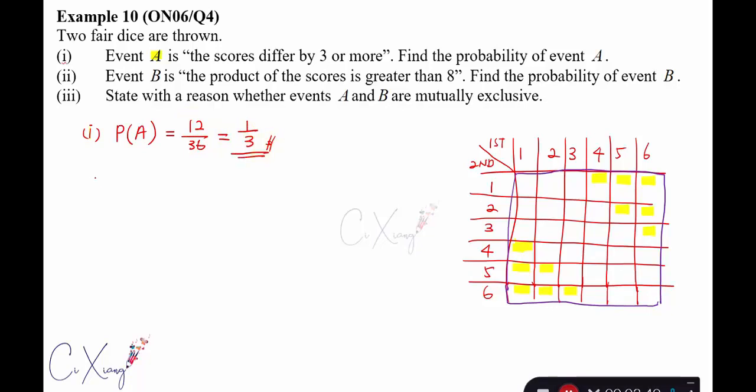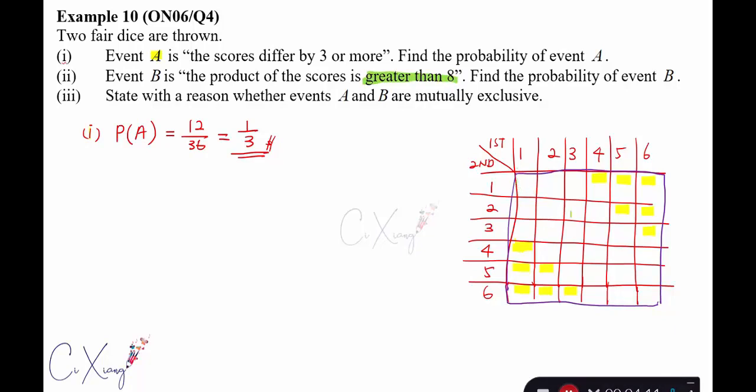Next, we are going for event B. Event B is the product of the scores being greater than 8. For event B, I might want to highlight it using some other color. The product means the multiplication of the two scores. For the first score here, you have 1 multiplied by 1, which equals 1. 1 is not greater than 8, therefore it does not belong to event B.